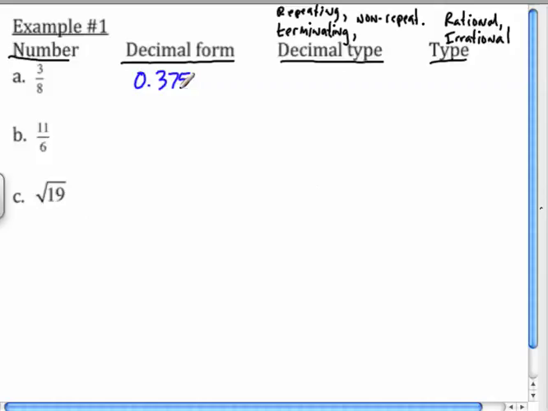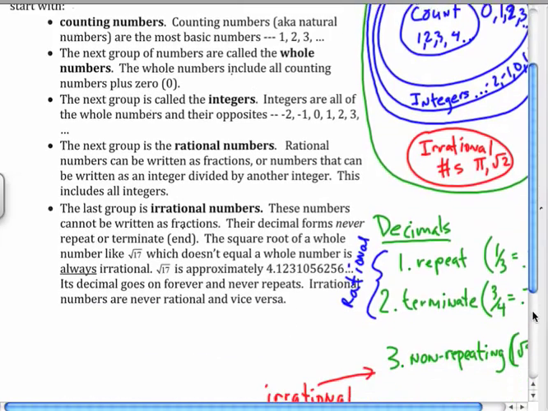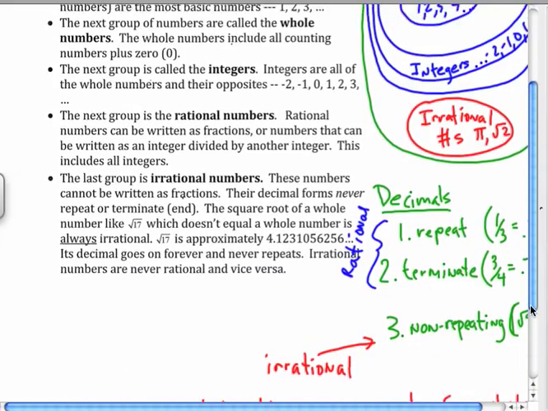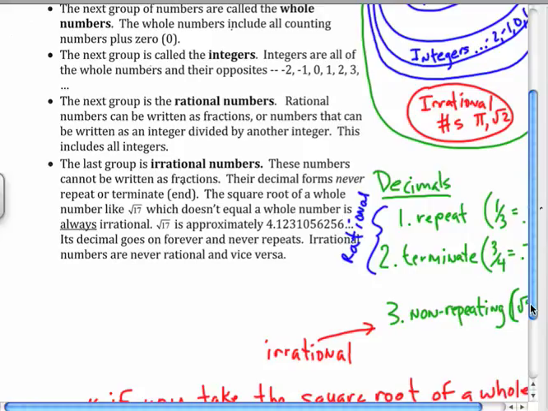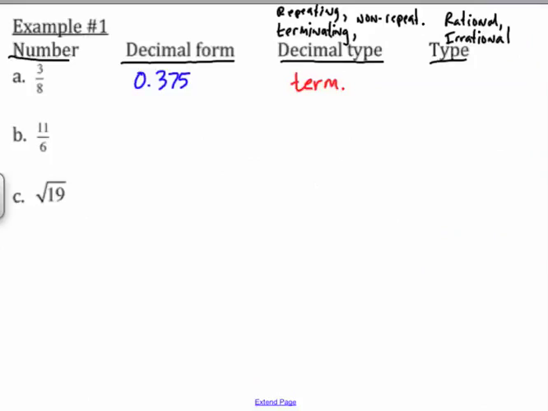Now, the decimal type it asks me for, I can have a repeating decimal, a terminating decimal, or a non-repeating decimal. For this one, this is a terminating decimal because it ends after the 5. Even on my calculator, it just stops. Now for the type, it's rational or irrational, and I'm going to bring you back to the introduction. Remember, if it repeats or it terminates, it's rational. So since this terminates, it is rational.